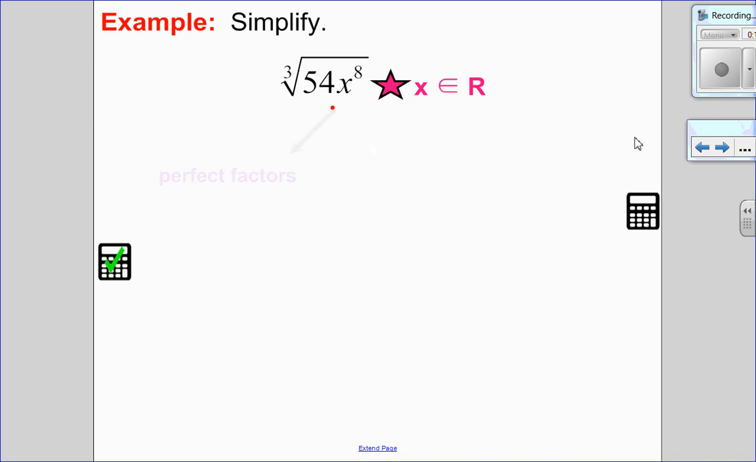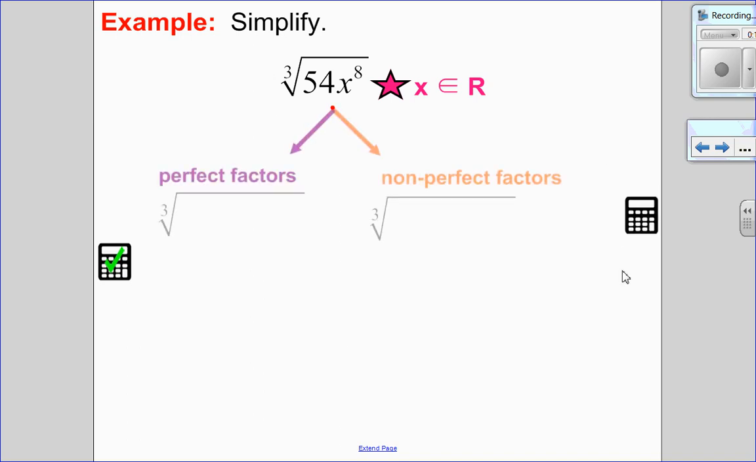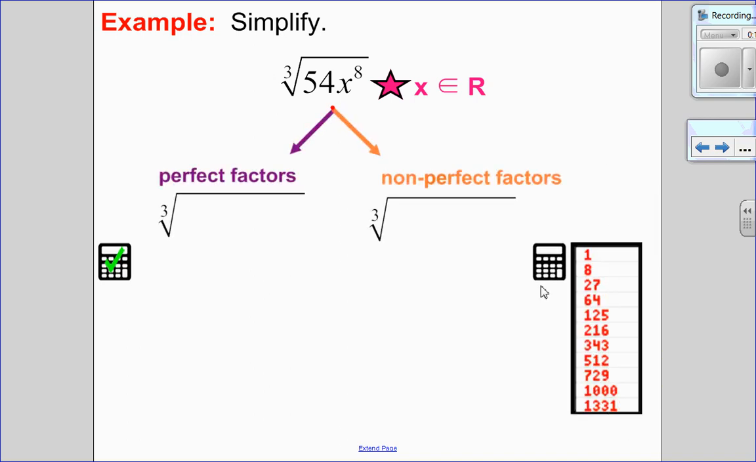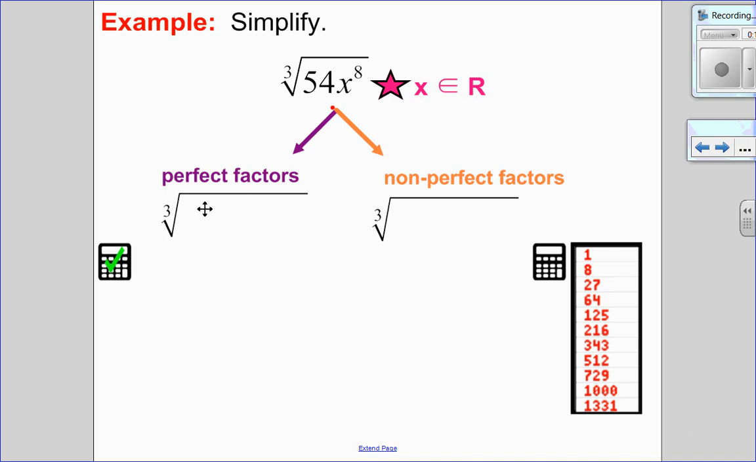Okay, let's break this down into my perfect cube factors. There's my perfect cubes to help us. So I look at 54, and 54 has a perfect cube factor of 27, and it's 27 times 2. Okay, x exponent 8. I need a multiple of 3. So 3, 6, 9 is too much, so it's 6. So x exponent 6, and then I'm left with x squared.